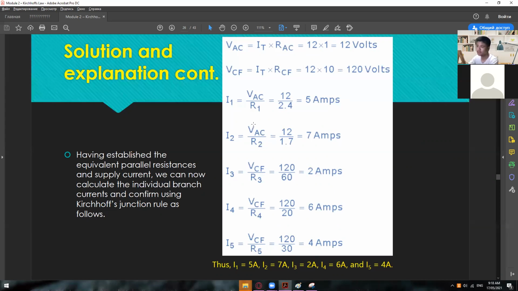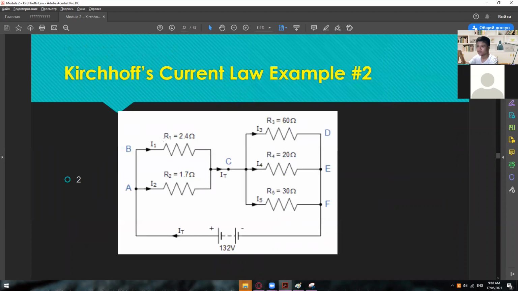Since we already know the voltage across those paths, we can solve for the individual currents. We can use this formula: I1 is equal to VAC divided by R1. VAC is equal to 12, and then just put in the individual resistance. R1 is 2.4, and R2 is 1.7. So 5 amps for I1, and 7 amps for I2. So 5 amps right here, and 7 amps for I sub 2.